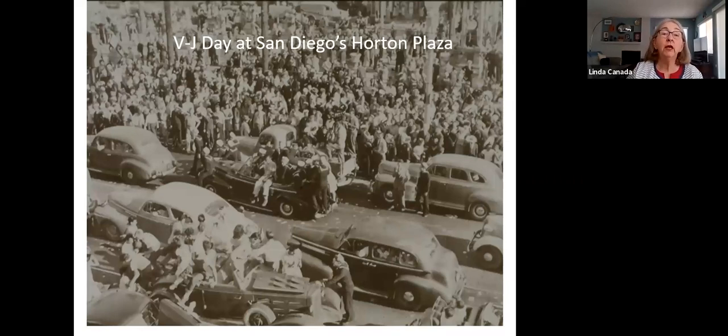This is VJ Day, Victory over Japan Day, at this Horton Plaza Park, and you can barely recognize it. Here is Broadway. Just in the little tiny corner, you can see the Horton Plaza Fountain, which is in the middle of the grassy area of that park. You can see one, two of the tall palm trees that run along Broadway. But this gives you the sense of what the celebration was like.